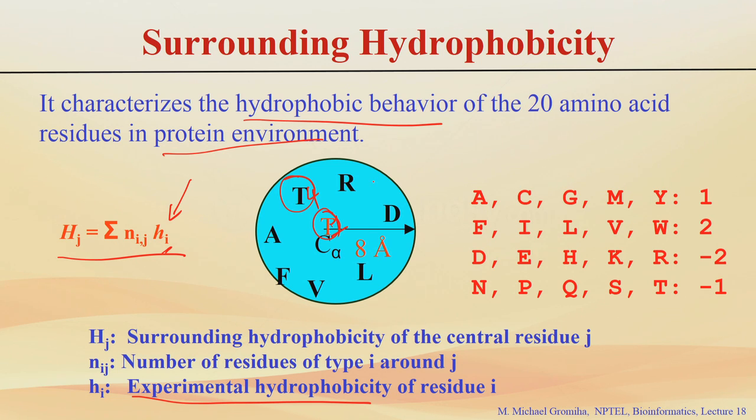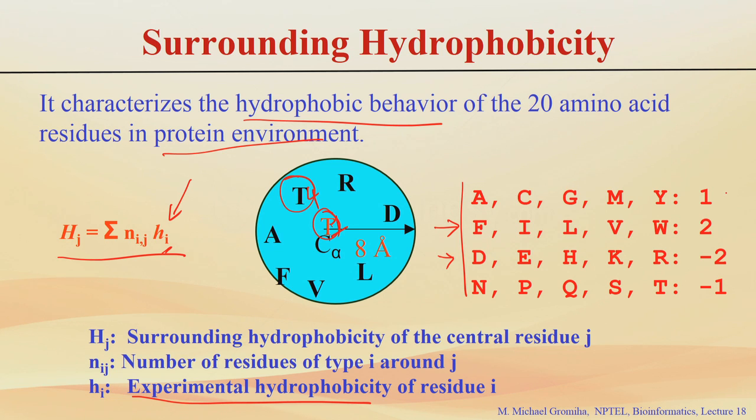What I use here are approximate values for different residues for simplicity, but actually we have different experimental values for all 20 residues. So here, the non-polar residues I give the value of 2, the charged residues -2, polar residues -1 and the hydrophobic residues 1.